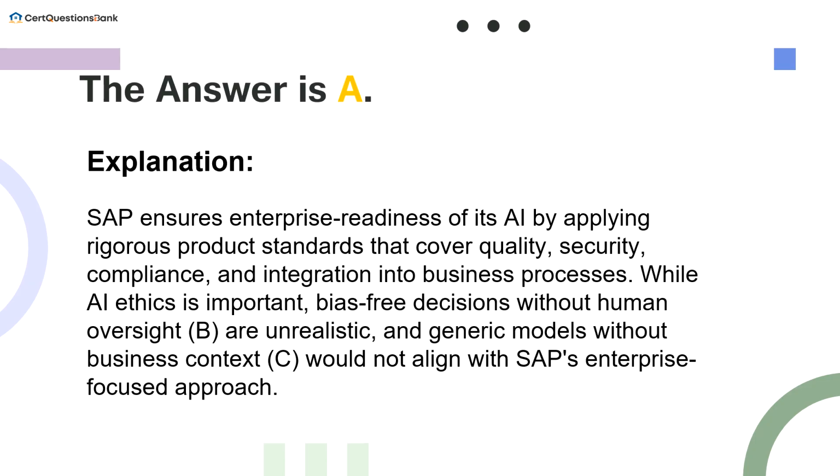SAP ensures enterprise readiness of its AI by applying rigorous product standards that cover quality, security, compliance, and integration into business processes. While AI ethics is important, bias-free decisions without human oversight, B, are unrealistic, and generic models without business context, C, would not align with SAP's enterprise-focused approach.